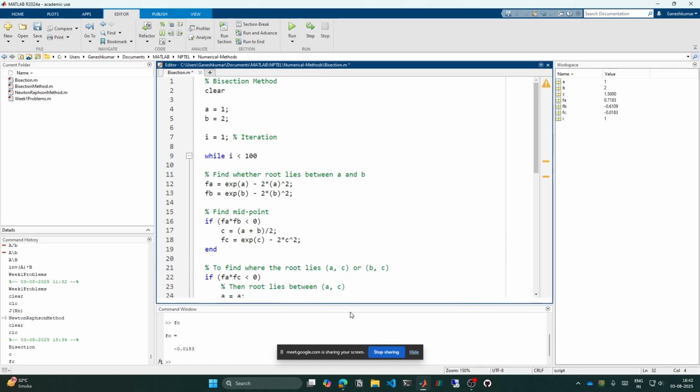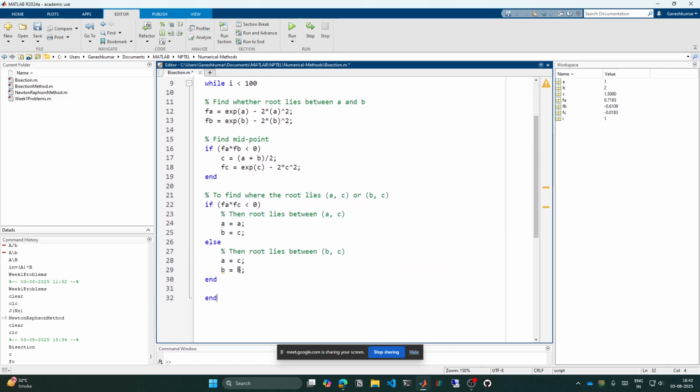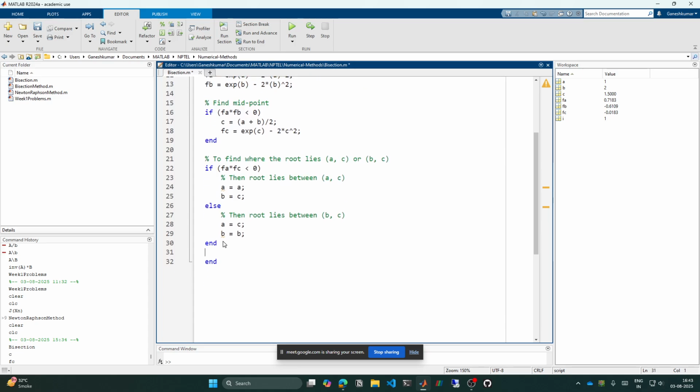Let me drag down, so it understands that a and b will change here, and then it comes back here, and again finds fa and fb. You can optimize a bit because you already found fa and fb, and don't really need to find them again, but for the sake of completeness, I have written it. You again find fa and fb, again find the midpoint, again update the interval. Okay, so let's see how this performs.